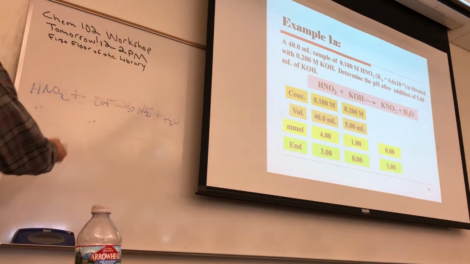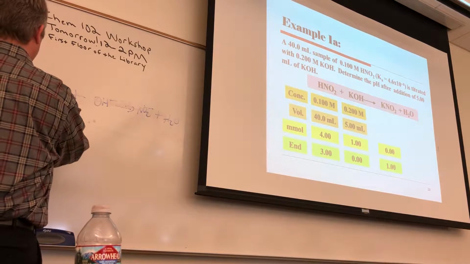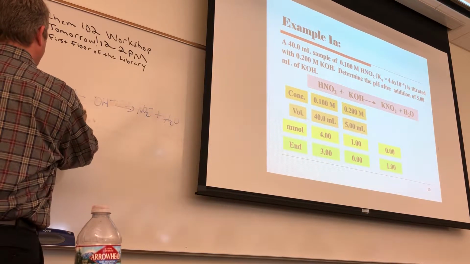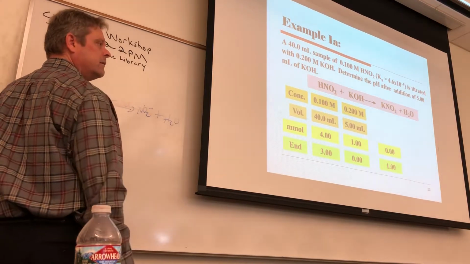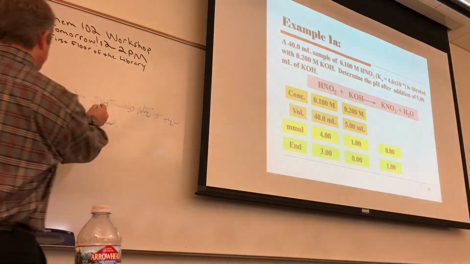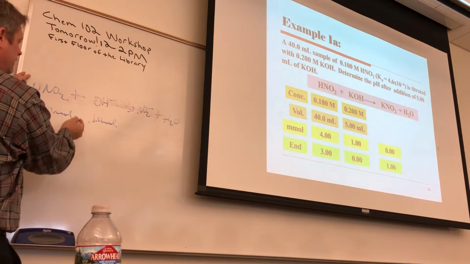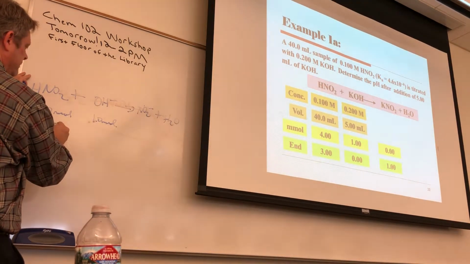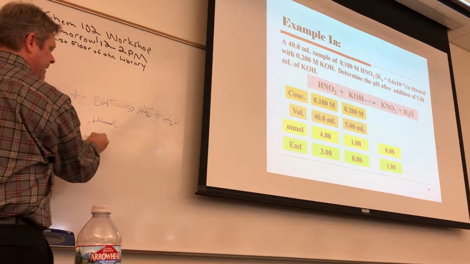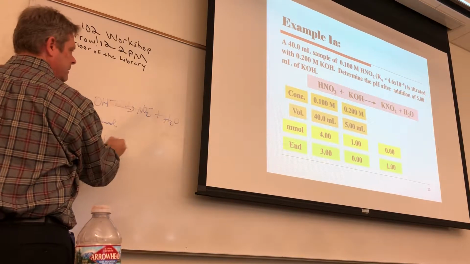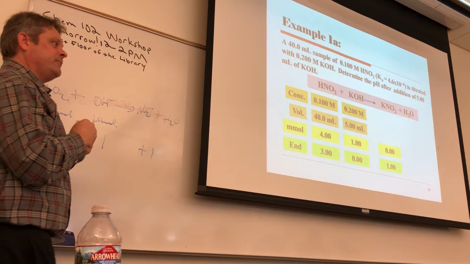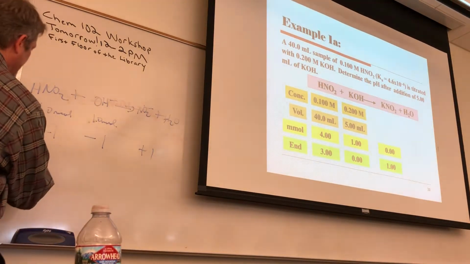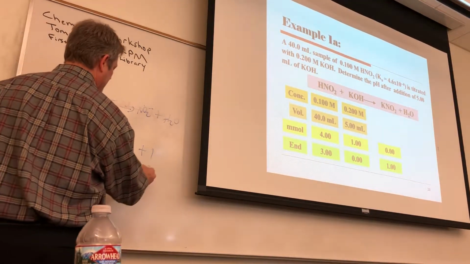If I start with 4 millimole of this and 1 millimole of that, you can only get 1. This is a 1-to-1, so I could say minus 1, minus 1, and then plus 1. If I do it that way, that's the change. That leaves me with the ending of 3, 0, 1.